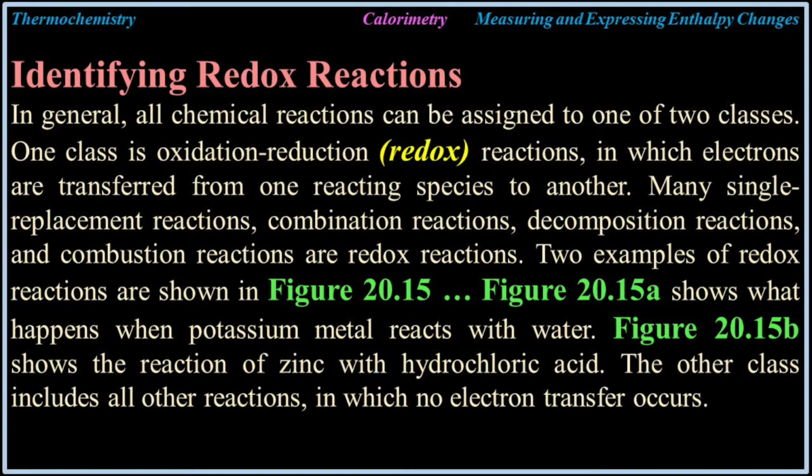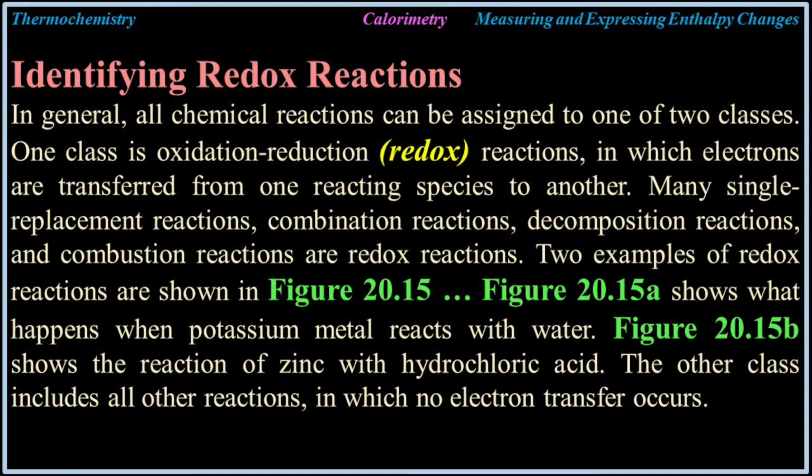Identifying redox reactions. In general, all redox reactions can be assigned to one of two classes. One class is oxidation-reduction, or redox, reactions, in which electrons are transferred from one reacting species to another. Many single replacement reactions, combination reactions, decomposition reactions, and combustion reactions are redox reactions. Two examples of redox reactions are shown in figures 20.15.